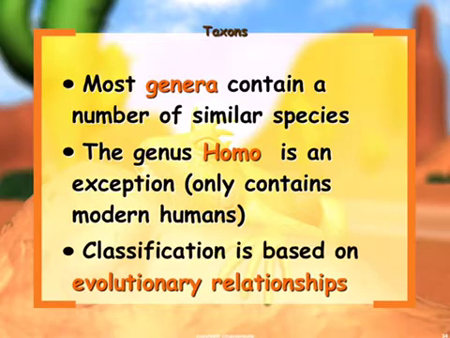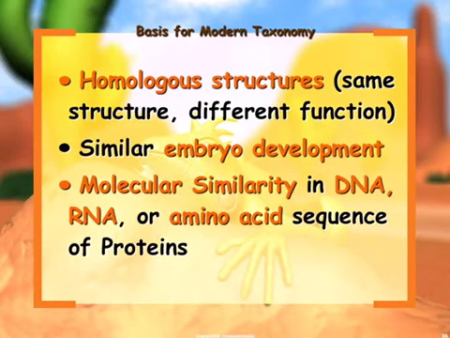Early classification systems were based more on structure of the organism, physiology, that kind of stuff. But now scientists look more into things like evolutionary relationships. They look at some of the stuff we talked about at the end of chapter 16. A lot of that evidence that we talked about for Darwin's natural selection are some of the pieces of evidence that scientists use to classify organisms.